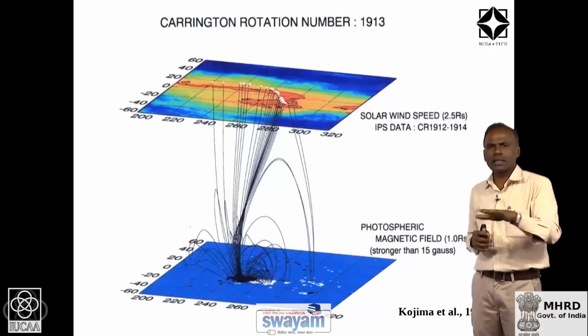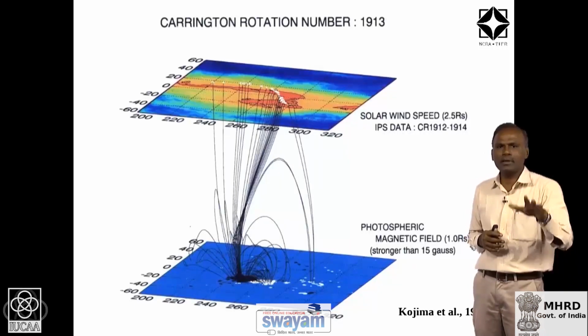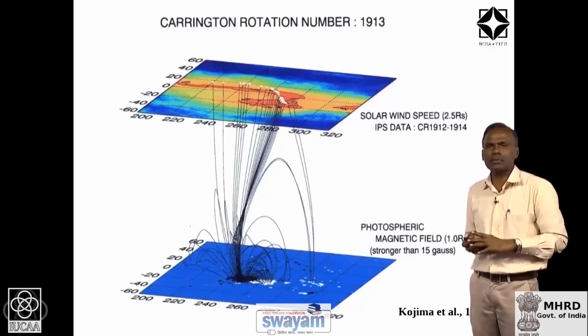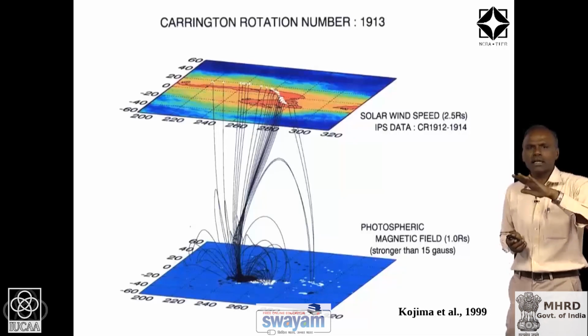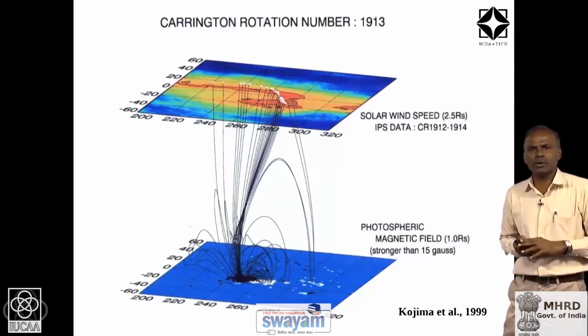So, the bottom plane shows the photospheric magnetic field. The magnetic fields have been obtained from extrapolation of the magnetic field. It is for one solar rotation, and then the top plot shows the solar wind speed.